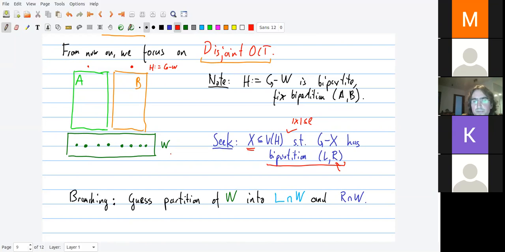Because W we cannot remove, and say, for instance, if a vertex of W is adjacent simultaneously to somebody from A and to somebody from B, then one of those guys will need to change the side in a sense. Are there any more questions?